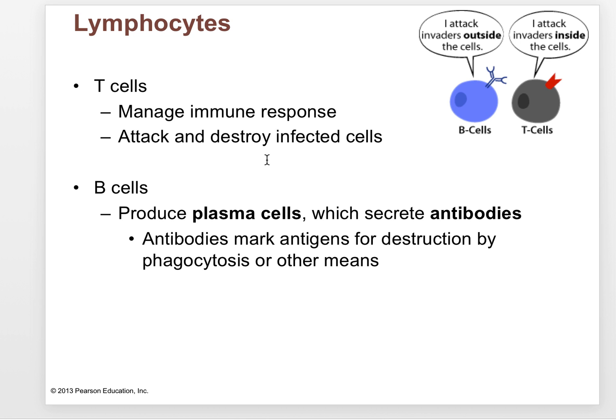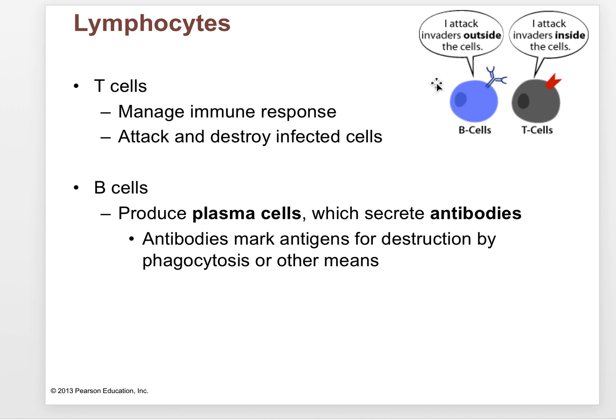T cells attack and destroy infected cells. B cells produce plasma cells which secrete antibodies. Antibodies then attach to the antigens on these foreign substances, which puts a mark on that foreign substance so that it is taken over by phagocytic cells.